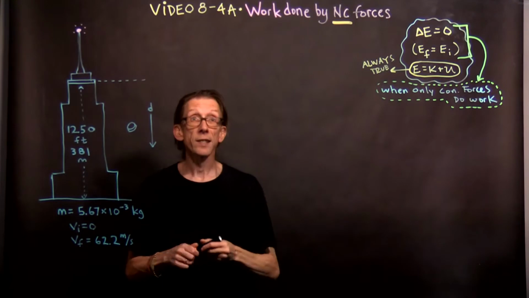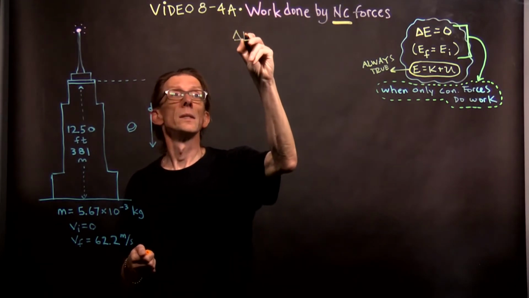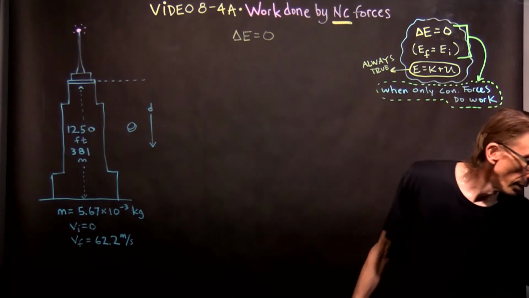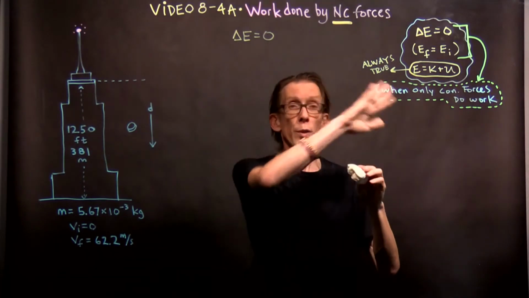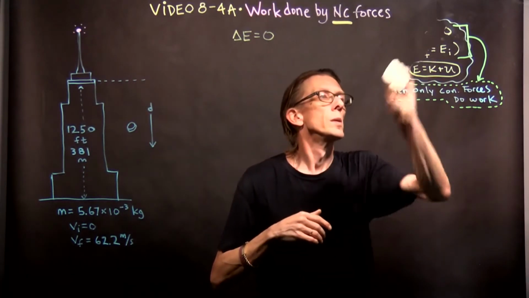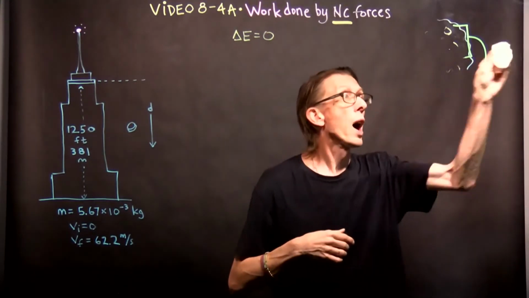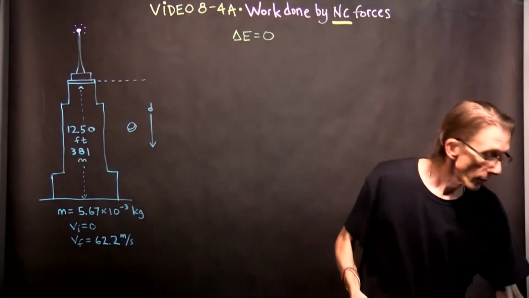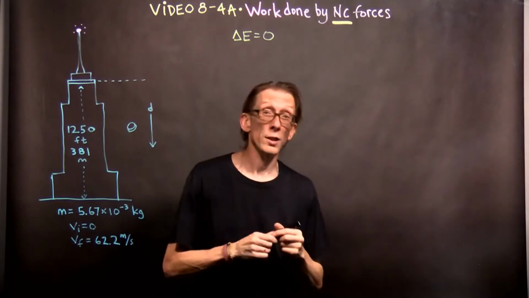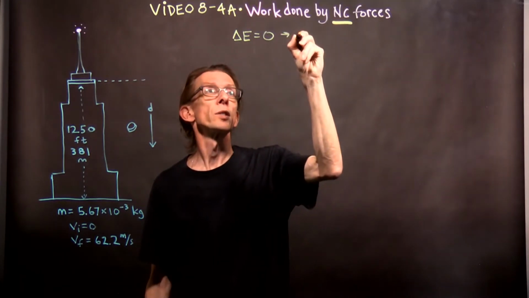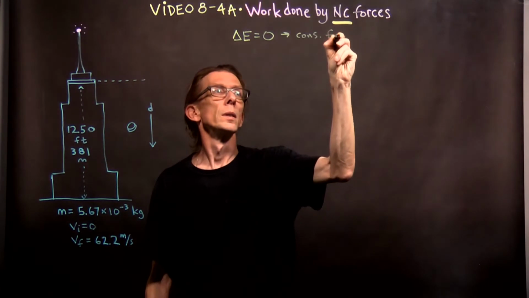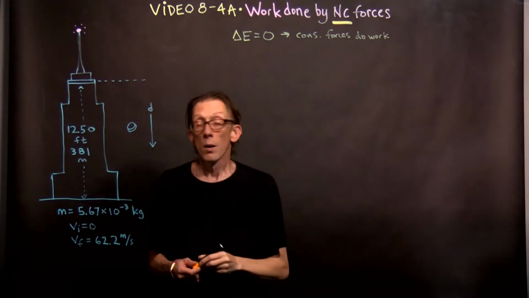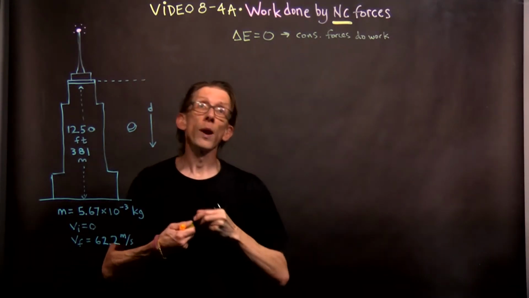Now, let's look at this. Let's say what we've got here is delta E equals 0 when only conservative forces do work. Now I'm going to erase this. But when non-conservative forces do work, this is no longer true. So this, as I've already said now about 8 times in the last 2 minutes, is when conservative forces do work. But when non-conservative forces do work, we have to rewrite this.